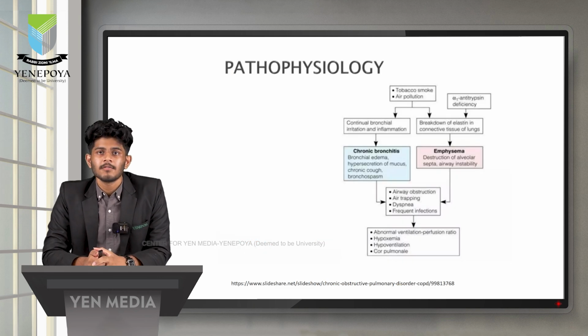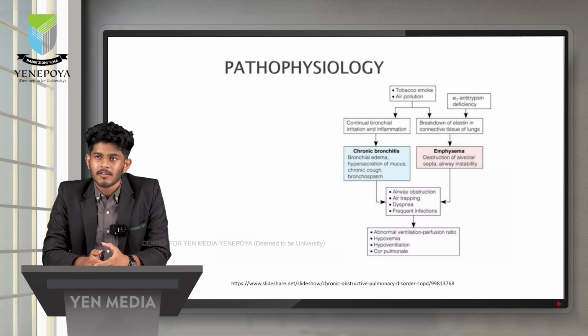Now coming on to pathophysiology. Due to habitual conditions like tobacco smoke and constant exposure to air pollution, our bronchial structures get irritated. That can finally lead to inflammation, which means chronic bronchitis, where there will be swelling of the bronchial tube, secretion of mucus, persistent cough, and bronchospasm.